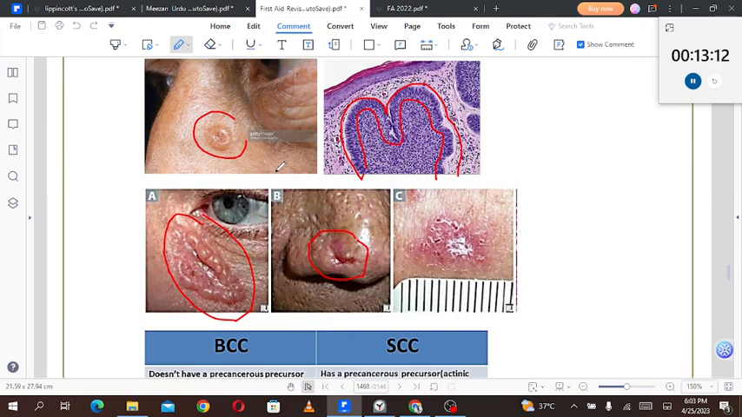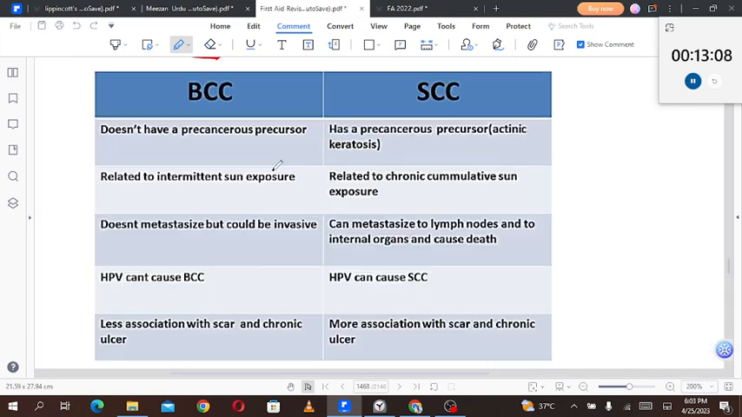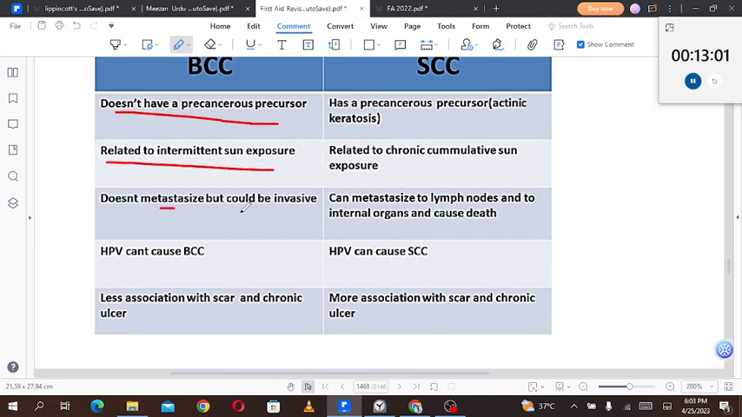Then let's talk about the difference between basal cell carcinoma and squamous cell carcinoma. Basal cell carcinoma does not have a precancerous precursor. It is related to intermittent sun exposure, does not metastasize but can be invasive. HPV can cause basal cell carcinoma and there is less association with scar and chronic ulcer.